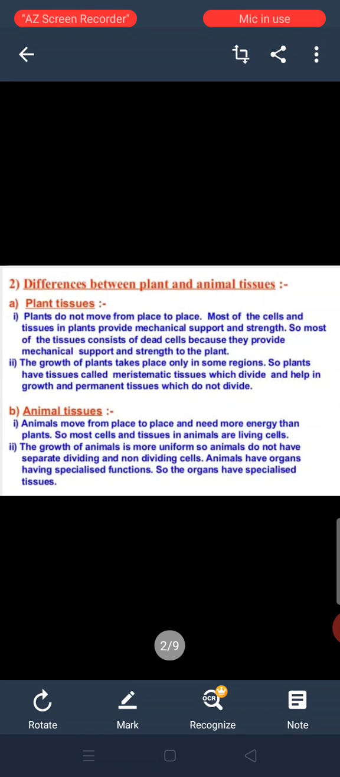Animal tissues. Animals move from place to place and need more energy than plants. So, most cells and tissues in animals are living cells. The growth of animals is more uniform, so animals do not have separate dividing and non-dividing cells. Animals have organs having specialized functions, so the organs have specialized tissue.